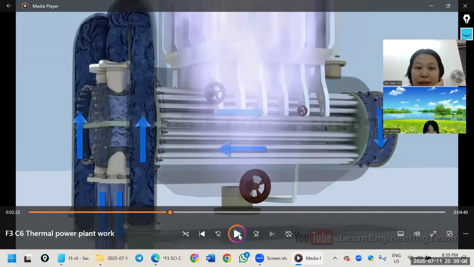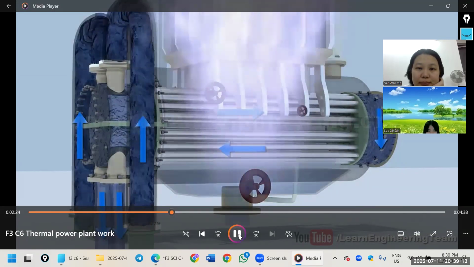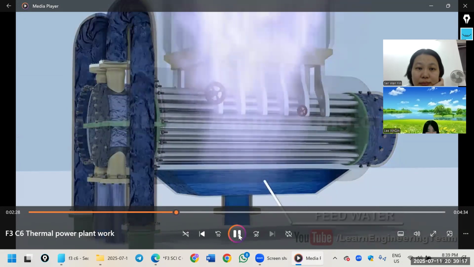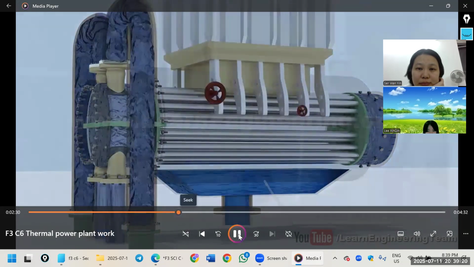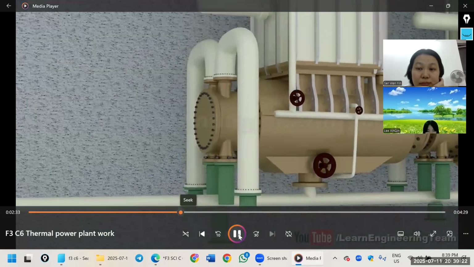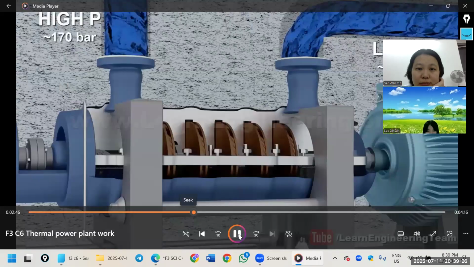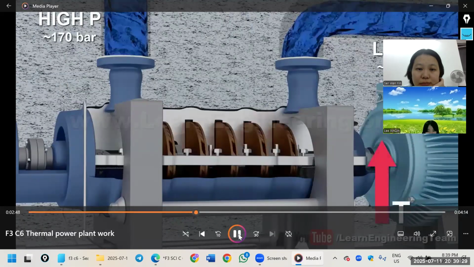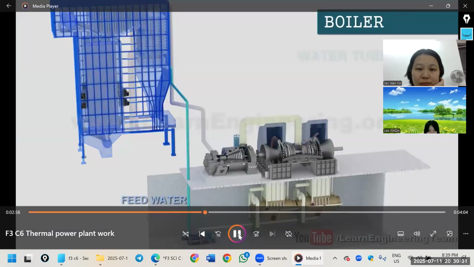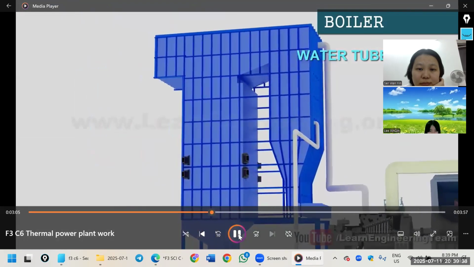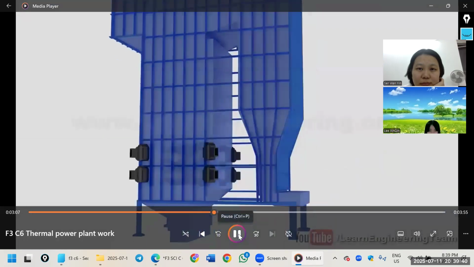Yeah, so the steam will be cooled down by the flowing water. The steam rejects heat to this liquid stream and becomes condensed. Now we can use a pump to increase the pressure of this feed water. The next task is to bring the temperature back to its original value. We generally use a type of boiler called a water tube boiler. Pulverized coal is then burned inside the boiler.